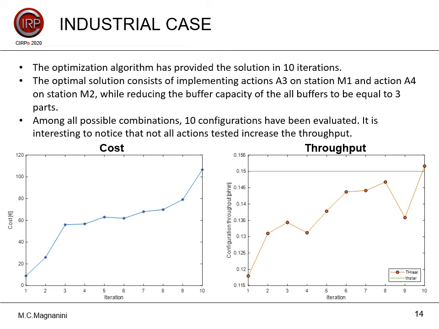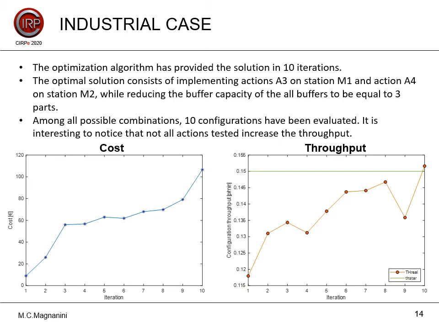The optimization algorithm has provided the solution in 10 iterations with a very low total optimization time of not even some seconds. A further study on the optimization time is currently under development. The optimal solution consists of implementing action A3 on the first station and action A4 on station M2, which means that 3 components should be the objective of the predictive maintenance strategy on the first station, and 4 components should be predictively maintained on station M2.